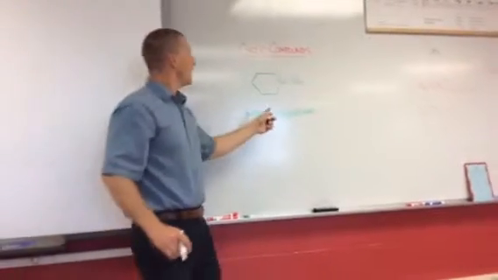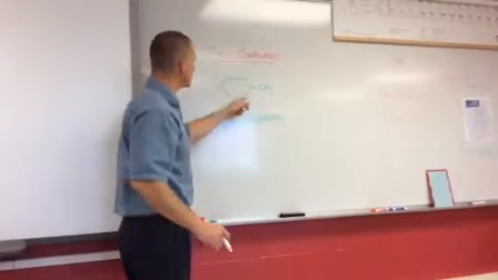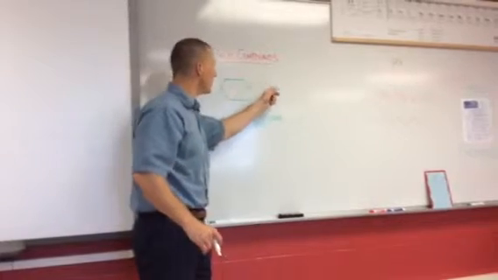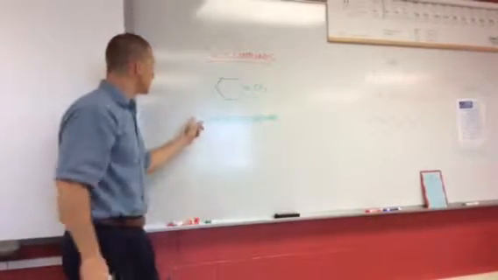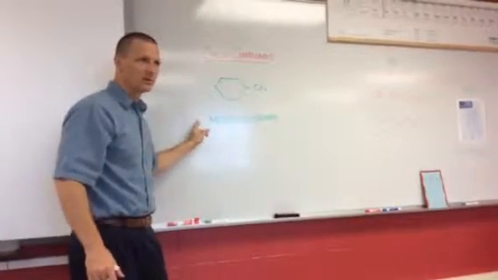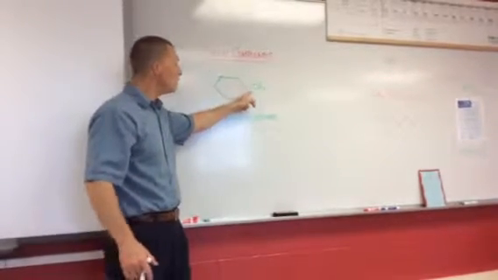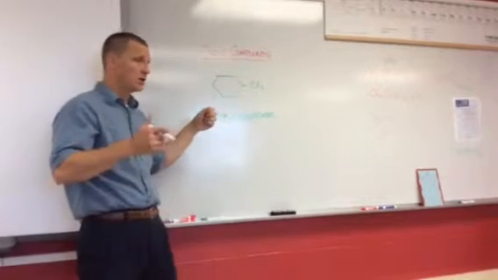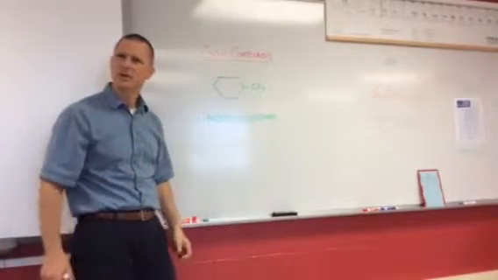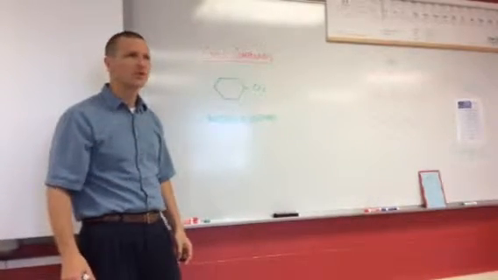Okay, now I want to come back to the name of this thing. So this is the parent cyclohexane. We have a methyl group on it. Do we need to give this thing a number? And if so, what number would we give it? Would we call it 1-methylcyclohexane? Would we call it 2 or 3 or 6? What do you want to call it? Anybody have any thoughts about that one?